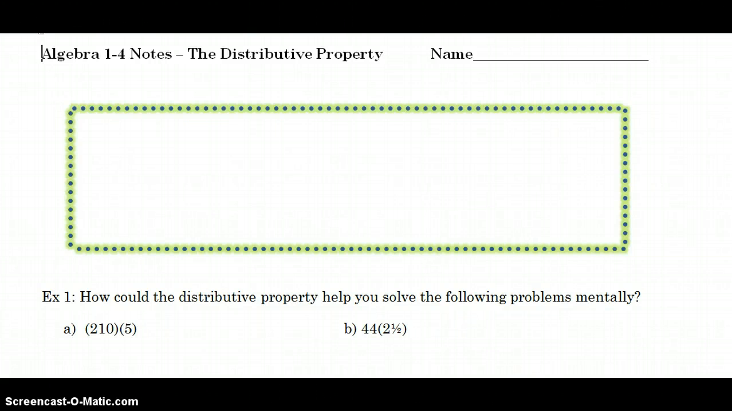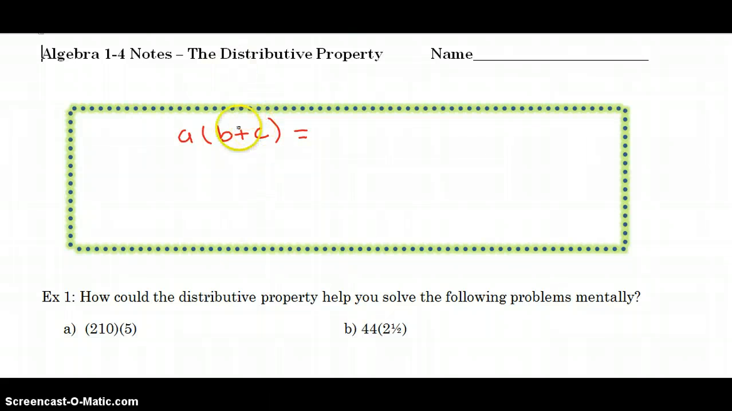Hello, Algebra 1 students. This is section 4 of chapter 1, the distributive property. The distributive property should be a review from last year, but let's see what it looks like. Since we don't know what A, B, or C stands for in this problem, we cannot combine B and C.